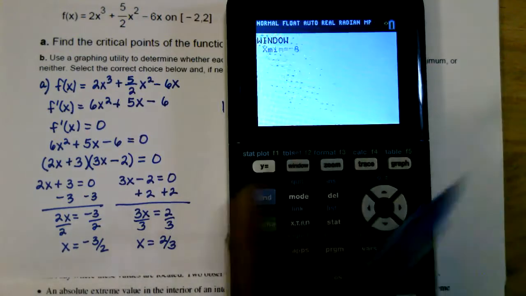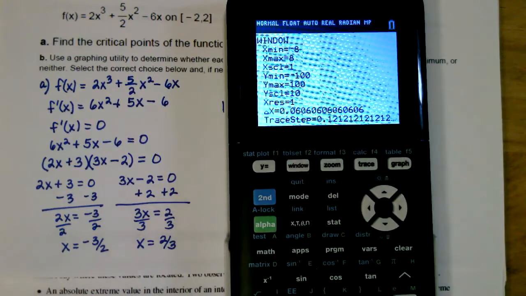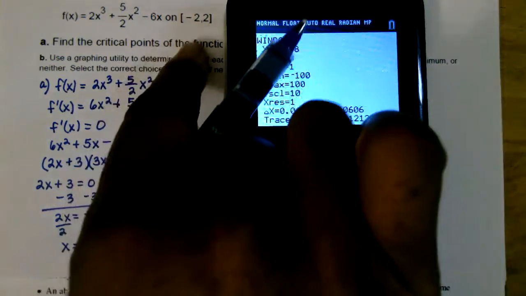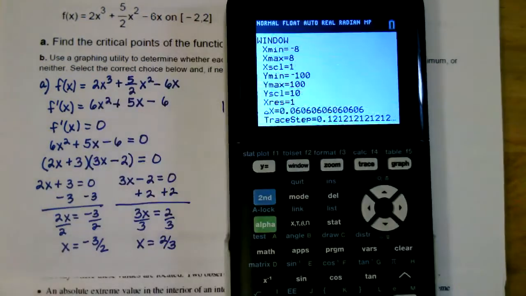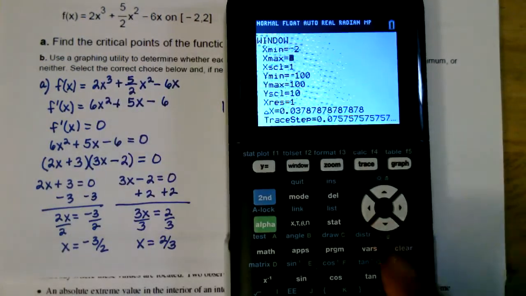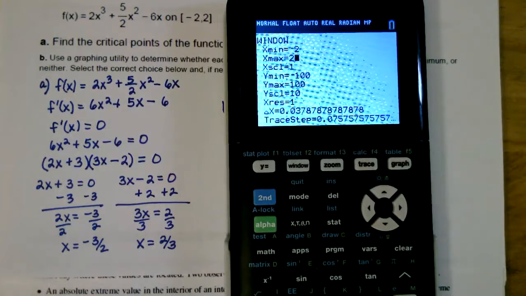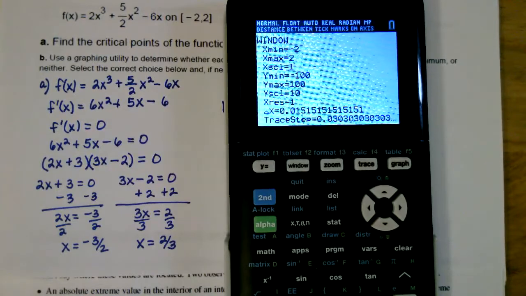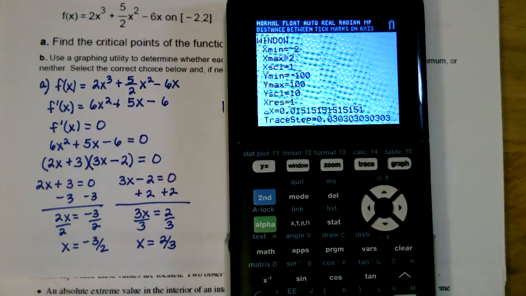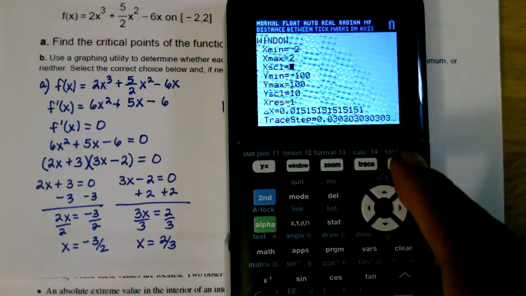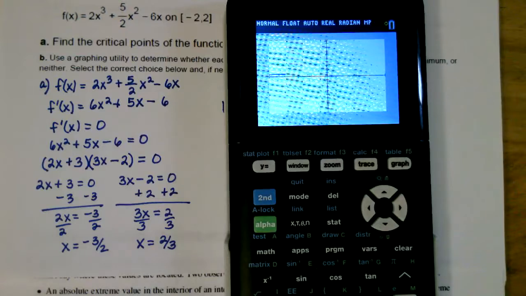Then I'm going to go to my window. Let's see here that x min is from -2 to 2. So my x min will be -2. X max will be 2. I'll let the x scale be 1. And I'll leave y min -100 and y max +100 with a y scale of 10. Let's see what happens here when I graph this.